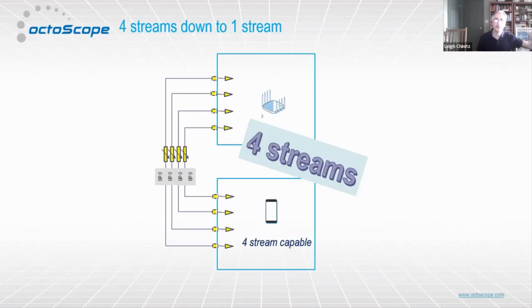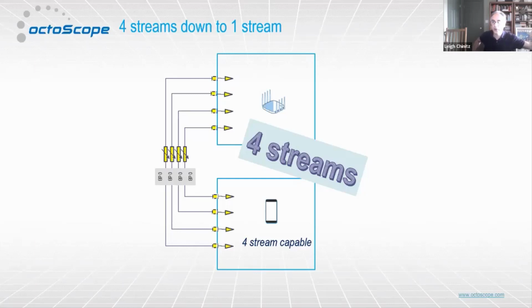Imagine we have a 4-stream capable device under test and a 4-stream capable receiver on the other end. And we want to see 4 spatial streams. Well, it turns out that what's important there is that there be at least 4 independent RF paths between the two. It's mathematically, you get into the details on this one, but it's fairly straightforward to understand if you think about it.